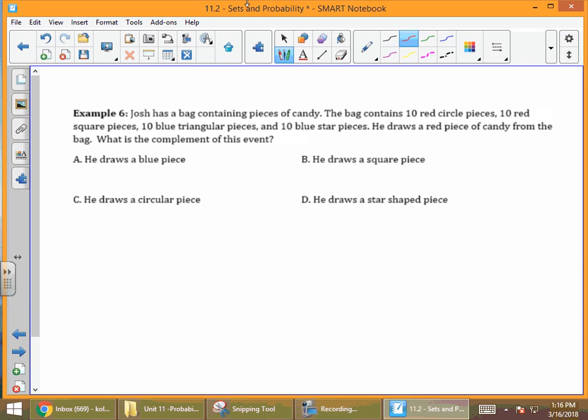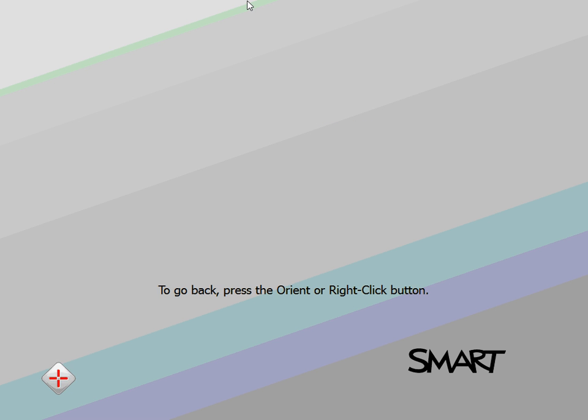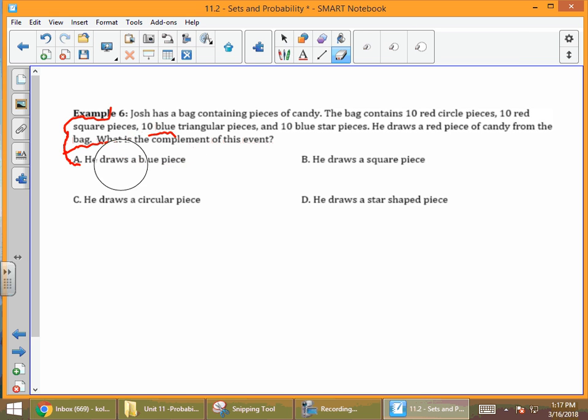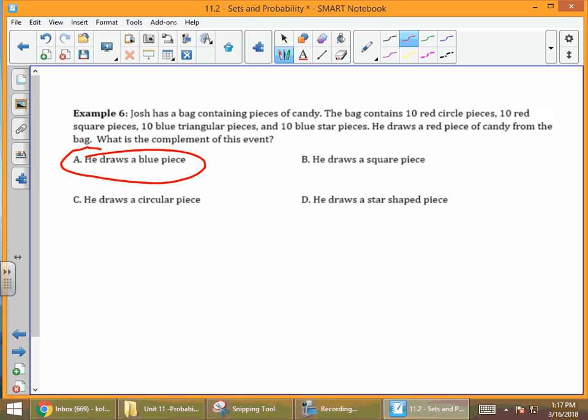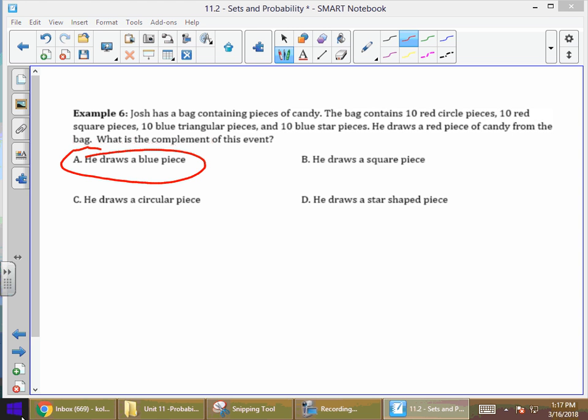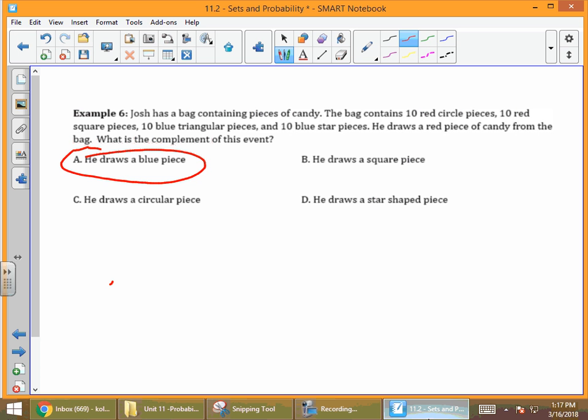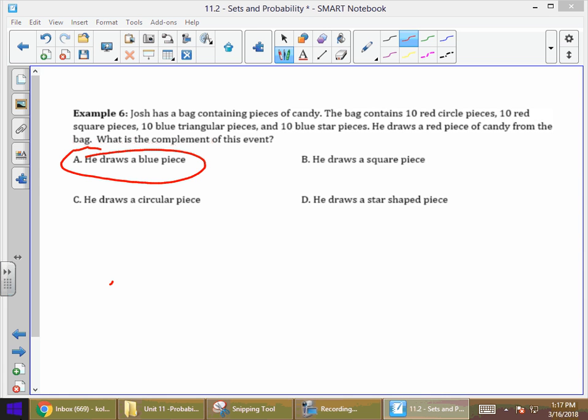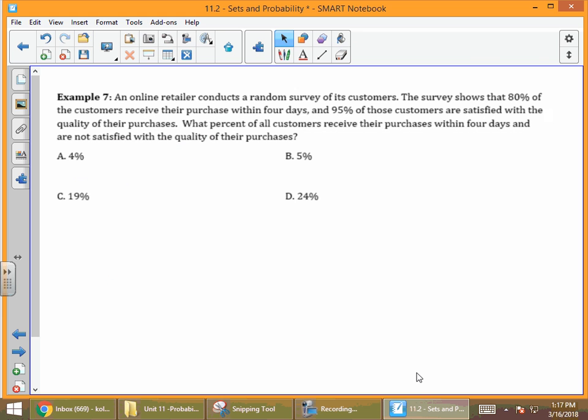I just did that so you guys were paying attention. It is, he draws a blue piece. Try that again here. Draws a blue piece. Sorry, people watching at home. We are centering the board at this moment. Try that again. Don't do that marking. Let's just do A. There we go. Draws a blue piece as a complement of drawing a red piece. Good? Can't get the page. There we go. Now we're good.